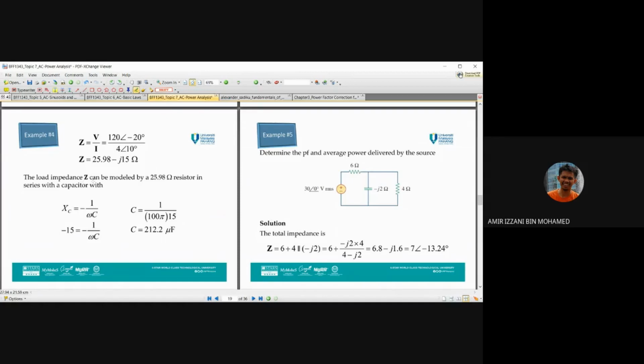Then the load impedance Z can be modeled by a 25.98 ohm resistor in series with a capacitor. We can calculate the impedance value, which is V over I. From this calculation we get this impedance value, where this is R and this is X.